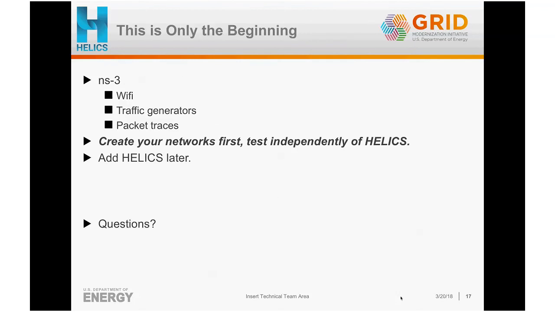So really this is the tip of the iceberg. I mean, you can have very complicated NS3 network models, maybe using Wi-Fi, add traffic generators, packet tracing. Again, I want to emphasize create your networks first and test them independent of Helix. Create your message federates, standalone, well-tested, using delay filters or drop filters first, and then glue it all together. So that's the end of this brief tutorial.